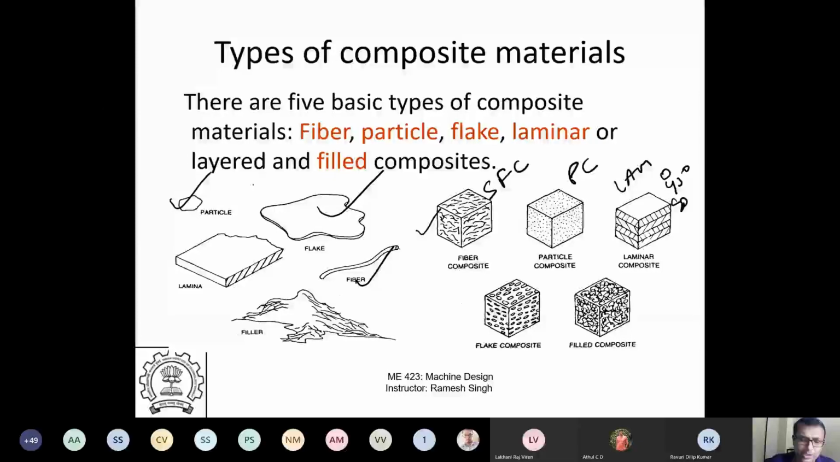You can also get a woven composite, which basically means that you have fibers woven like a sweater. You have seen the woven sweater, right? And then of late, you are having three-dimensional composites also. You can do 3D printing of composites also. That's the latest technology which is coming in. So all sorts of composites you can create.